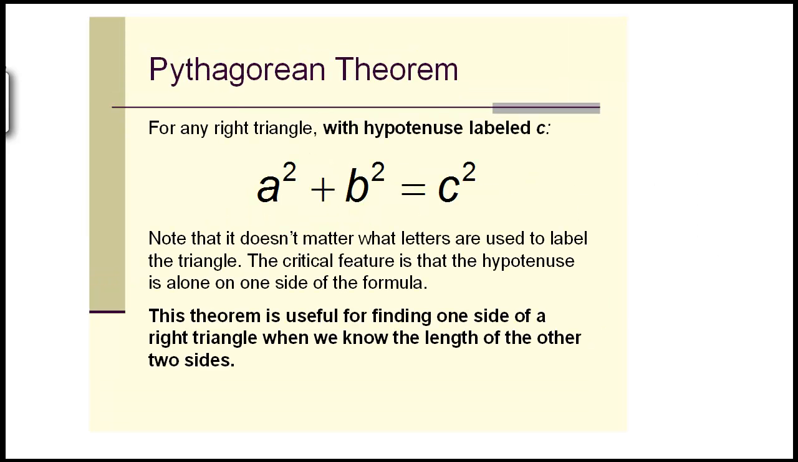For any right triangle with the hypotenuse labeled C, we use the formula a squared plus b squared is equal to c squared. Note that it doesn't matter what letters are used to label the triangle. The critical feature is that the hypotenuse is alone on one side of the formula. This theorem is useful for finding one side of a right triangle when we know the lengths of the other two sides. Another way of saying this, instead of using the letters, we can say leg squared plus leg squared is equal to hypotenuse squared.